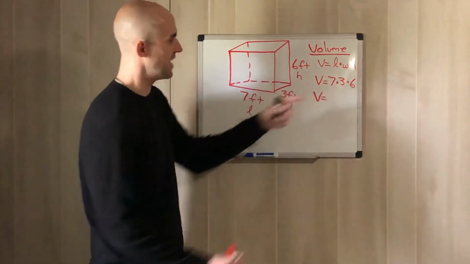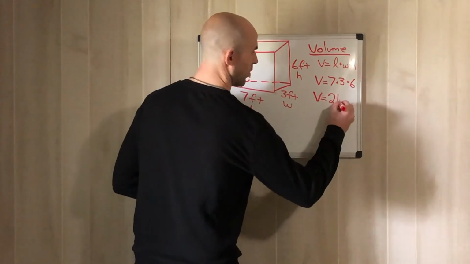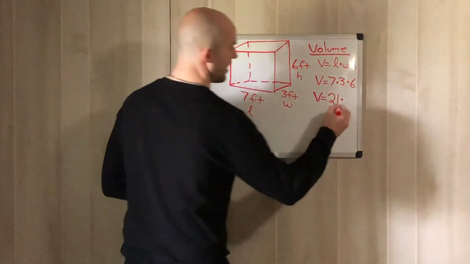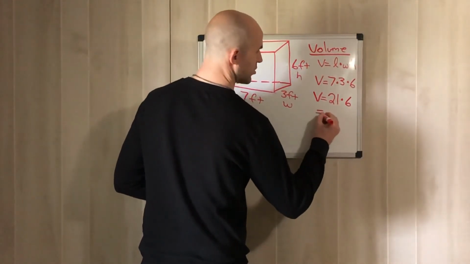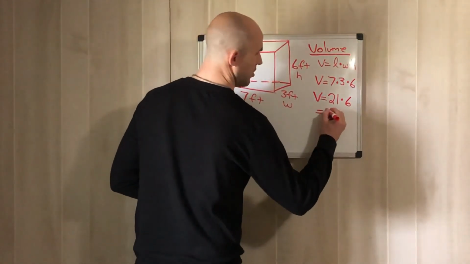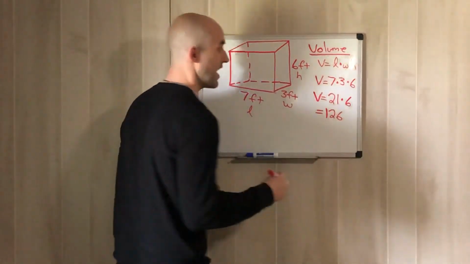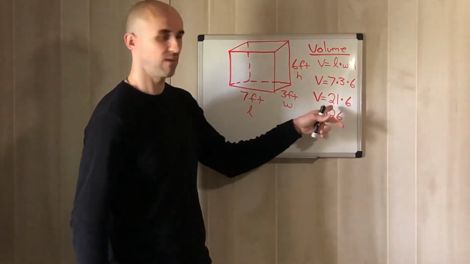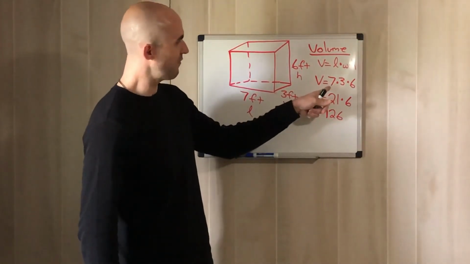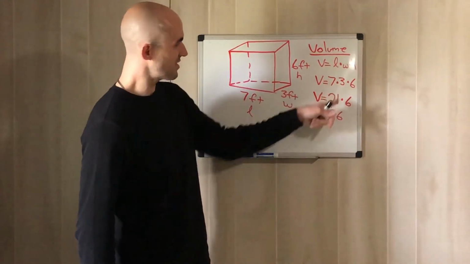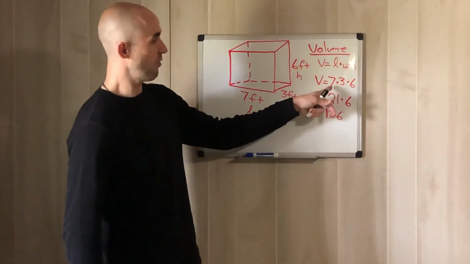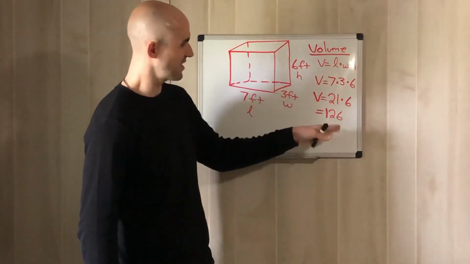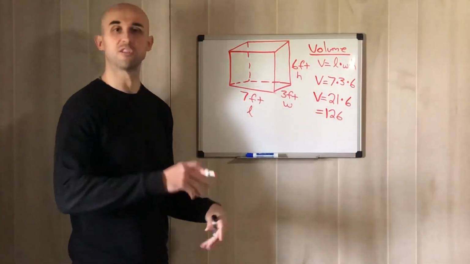We know that 7 times 3 is 21, right? Now we're going to do 21 times 6, and that comes out to 126. Where I got that 126 from is 21 times 6. All it is, is multiplying. If you do 7 times 3 times 6, it'll give you 126. If you want to do it piece by piece, you could: 7 times 3 is 21, 21 times 6 gives you 126. It's just multiplying all of them out.